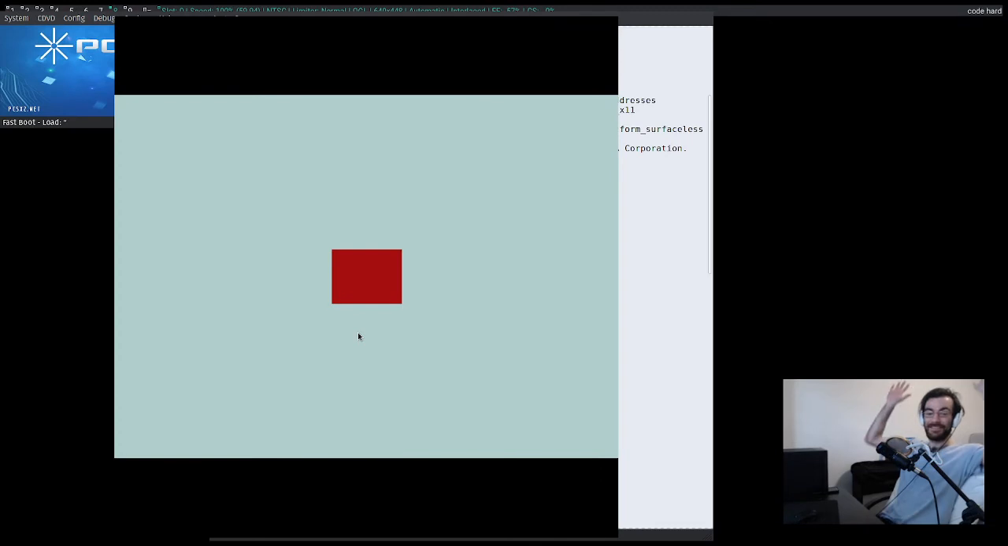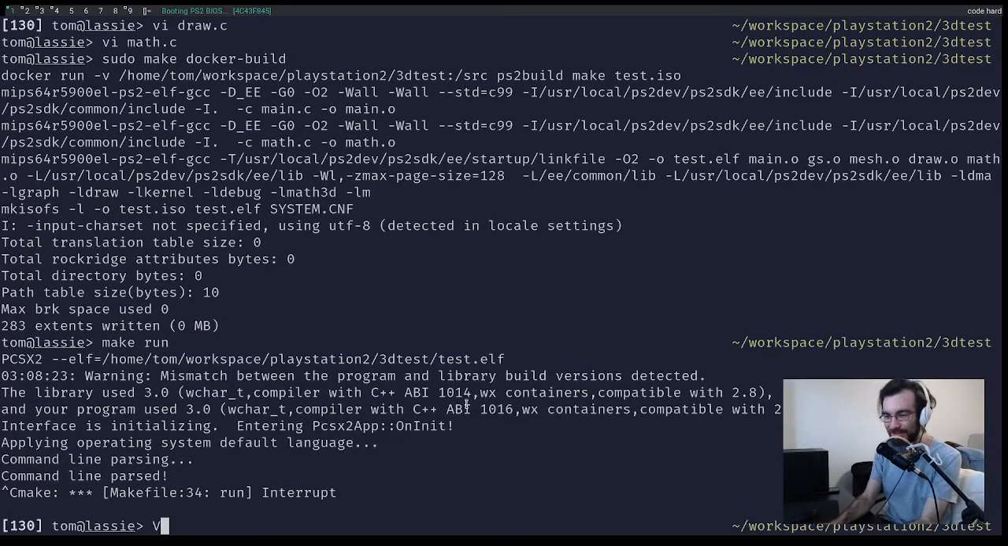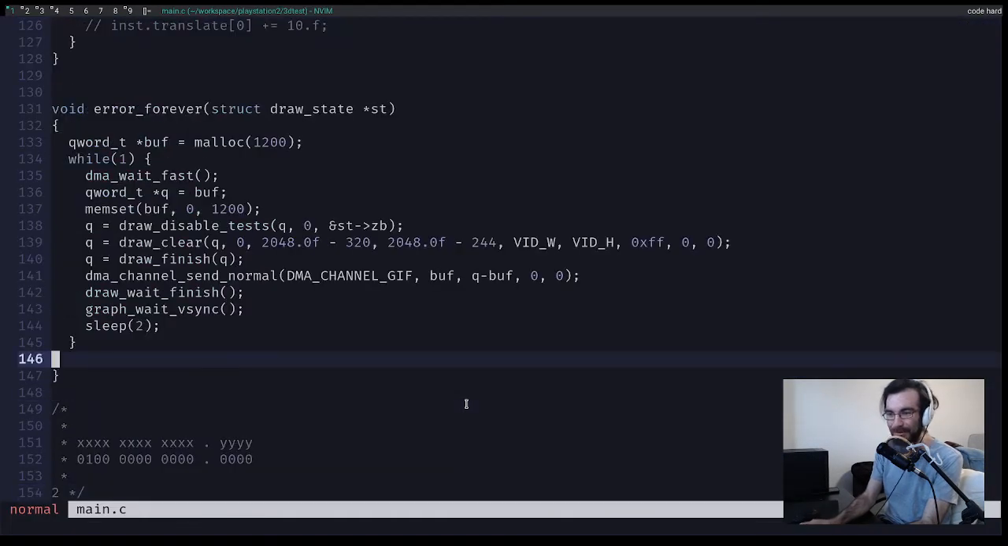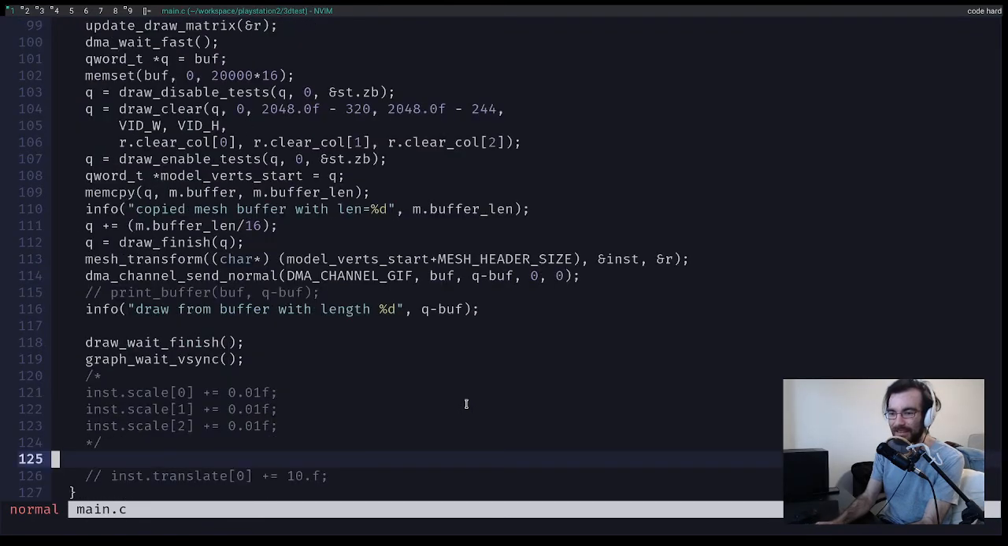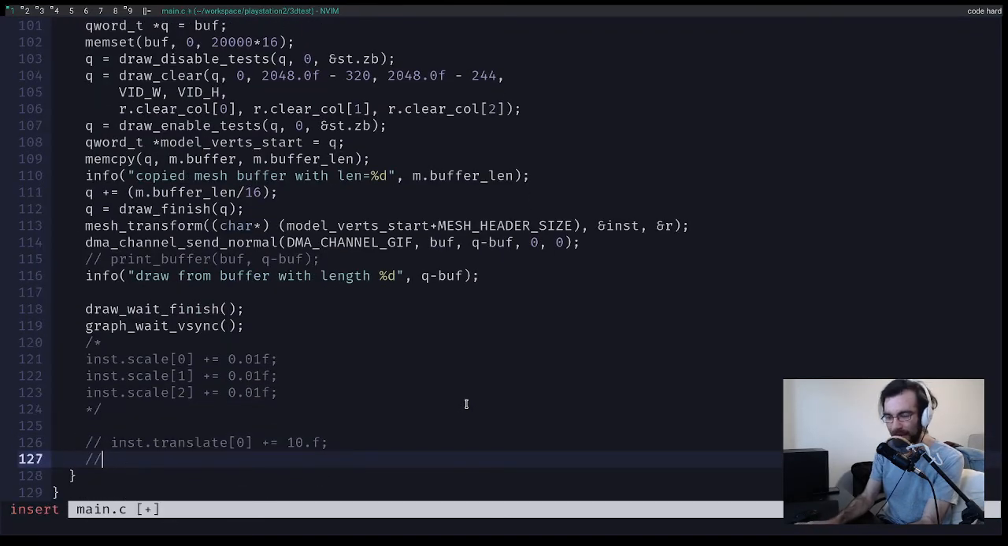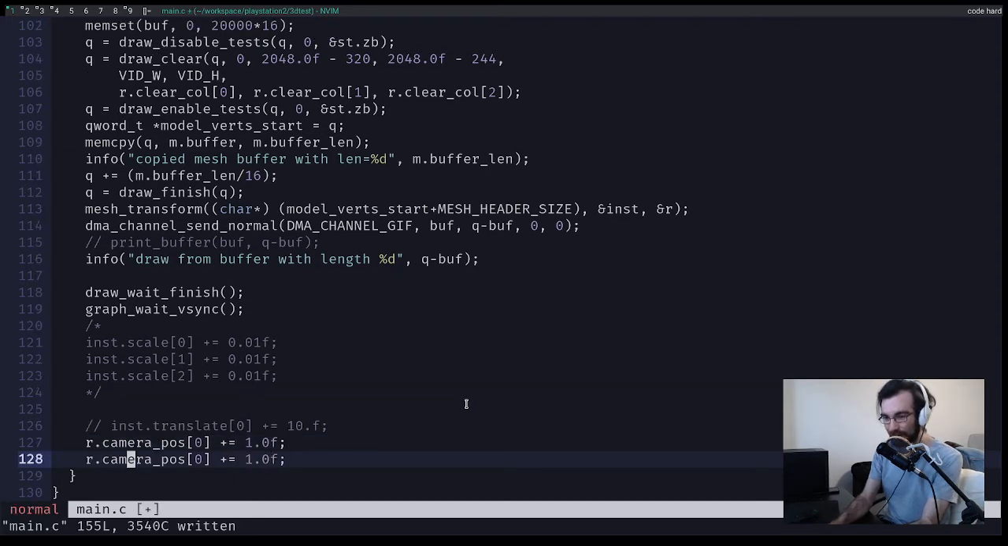Okay. No. Perfect. That worked. You're a lifesaver. So let's do something. Oh, I'm so excited. I'm trying to type in capitals. Let's move the camera. R camera pos 1.0 F, I guess. Let's move slowly for now.